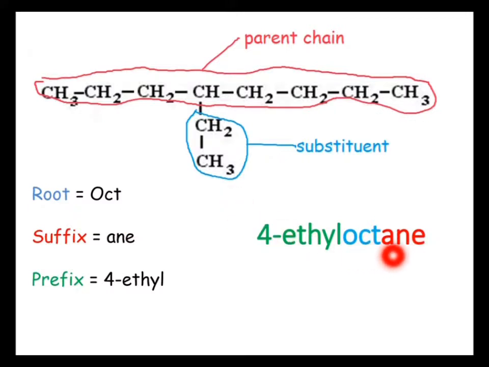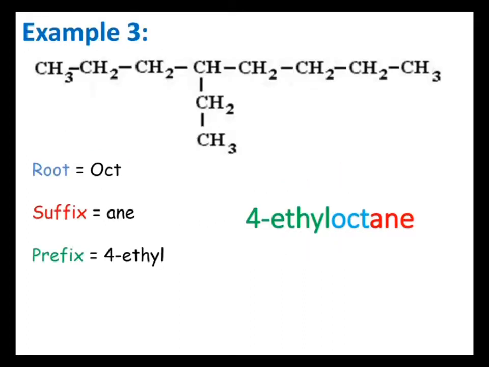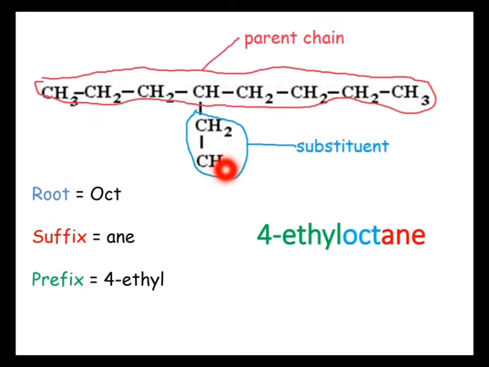So with that done, you move on to your substituent. When you get your parent chain, the rest is your substituent. So which substituent is this? Let's check our table. If the substituent has 2 carbon atoms like this, CH2, CH3, it is called ethyl. Okay, so the name of our substituent is ethyl.